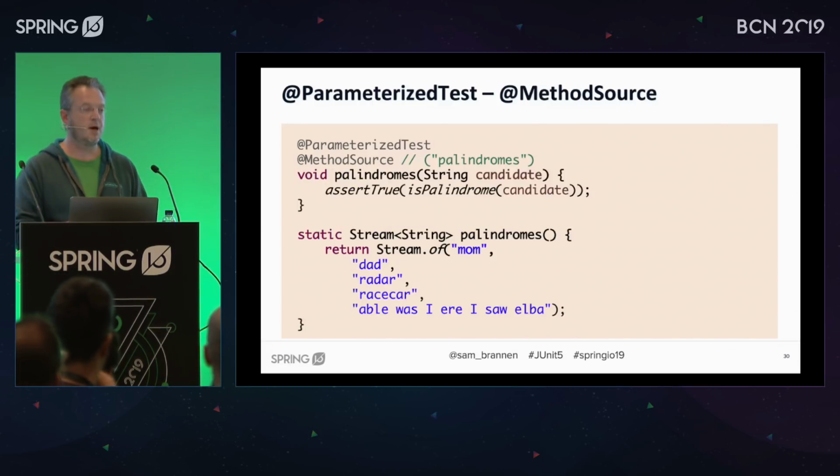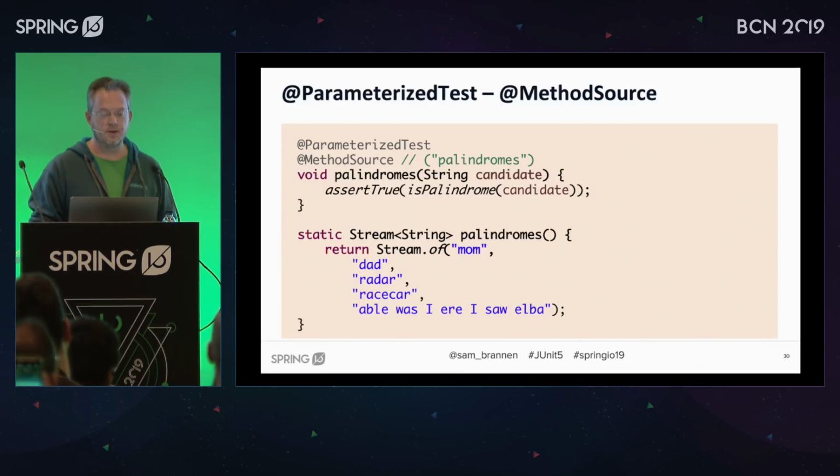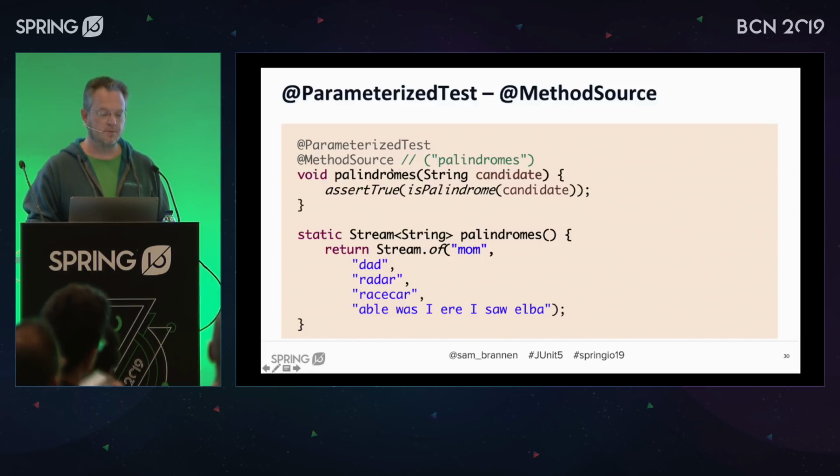Another option I mentioned is to have your own factory method. Instead of using the value source, you can say @MethodSource. Originally, you had to specify the name, but in a more recent release, we also support the convention. If the test method name is the same as the factory method, you don't have to specify it. So this would actually invoke this method here, and whatever stream it returns here, those would then be the inputs for this method, and it would still be parameterized.